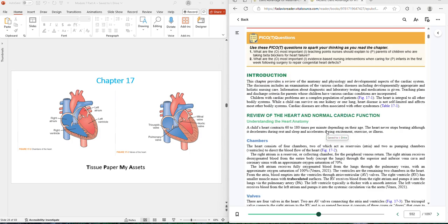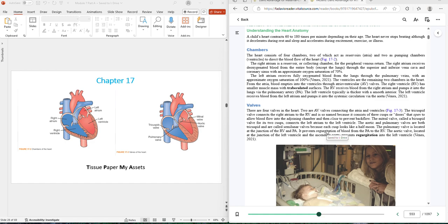So it starts talking about the review of the anatomy, of course, the chambers and the valves. This is our chambers over here. So we have the right and left atrium and the right and left ventricle. And then we have our valves, which is our tricuspid, pulmonary, mitral, aortic.